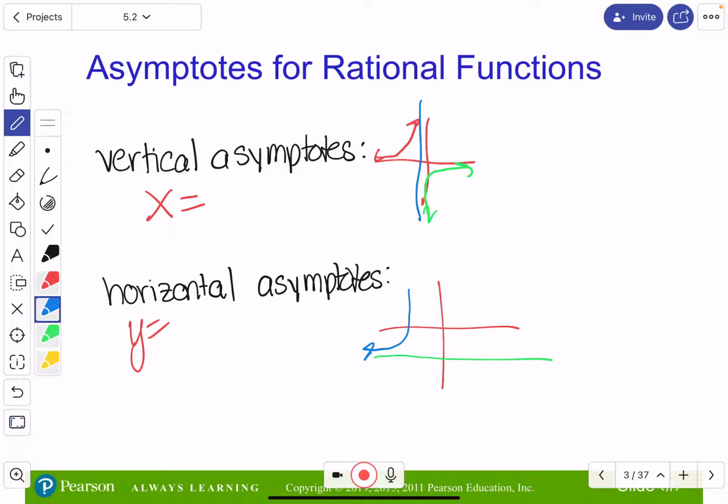The biggest difference, other than the horizontal and vertical aspect, is the horizontal asymptote can be crossed by one piece of the graph while other pieces approach it. You can have as many vertical asymptotes as there are in the equation, but horizontal, you can only have one.